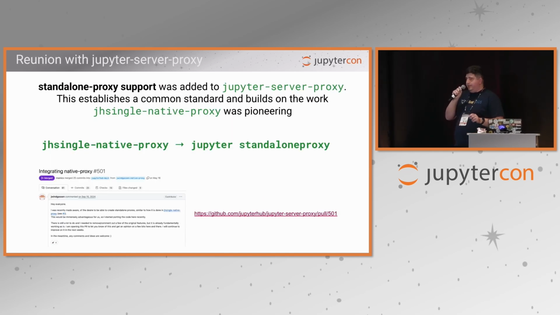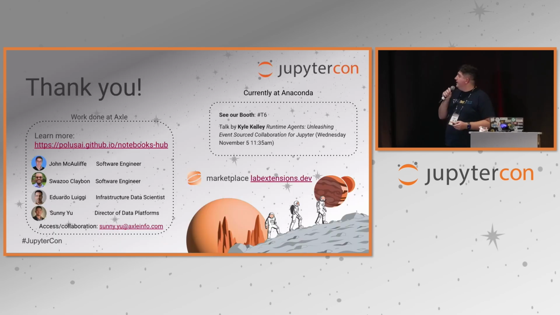Just a word on the reunion of standalone features with the integrated proxy. I think in May of this year, a group of people got together and merged those features and enabled them. So if you used single native proxy before, you may take a look at Jupyter's standalone proxy. The command line flags are not a one-to-one match, but you should be able to get all the same results as with single native proxy. And with that, I'm finishing early to open up room for discussion. I want to hear maybe your questions or experience running non-notebook applications.